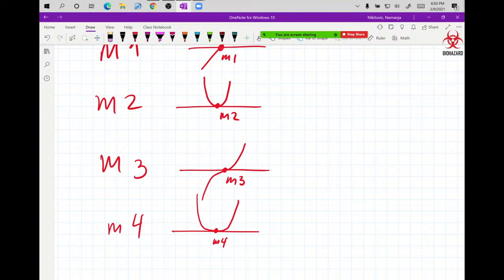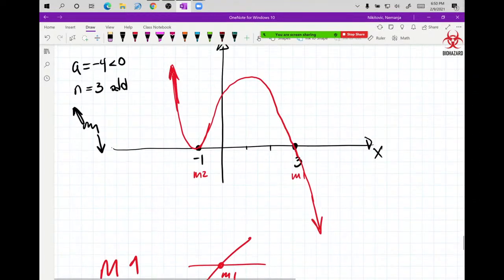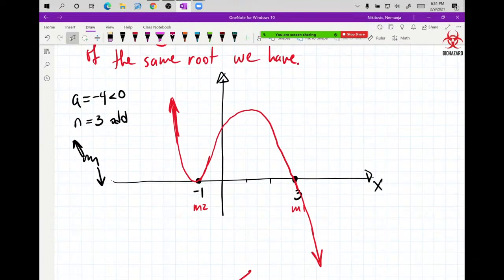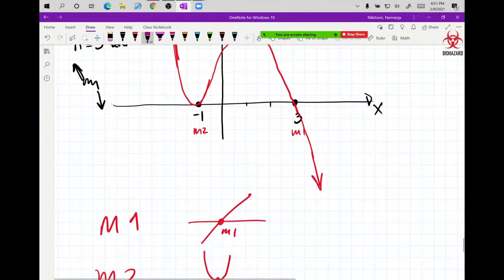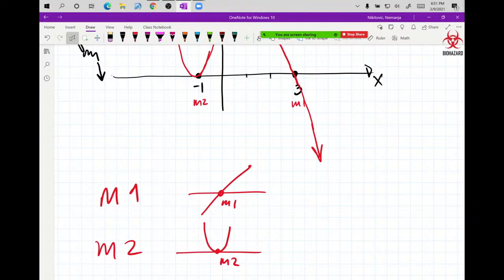So you can snake these through the graph. And again, M2 was a bounce, and M1 at 3 is a straight through. It's like a linear pass through. It just shoots through. I can shoot that way, I can shoot this way. Doesn't matter. It's just a one shot.